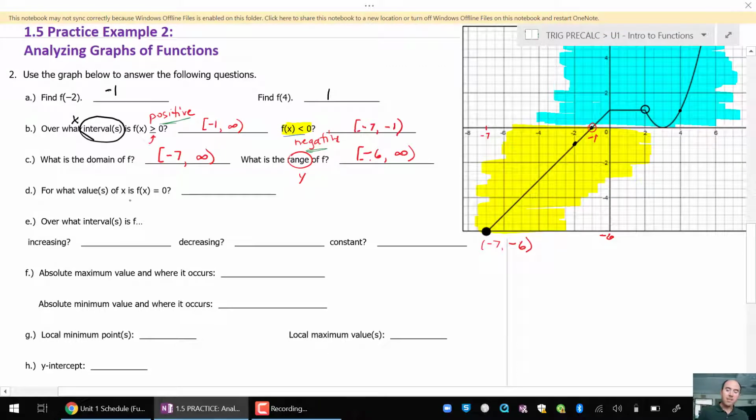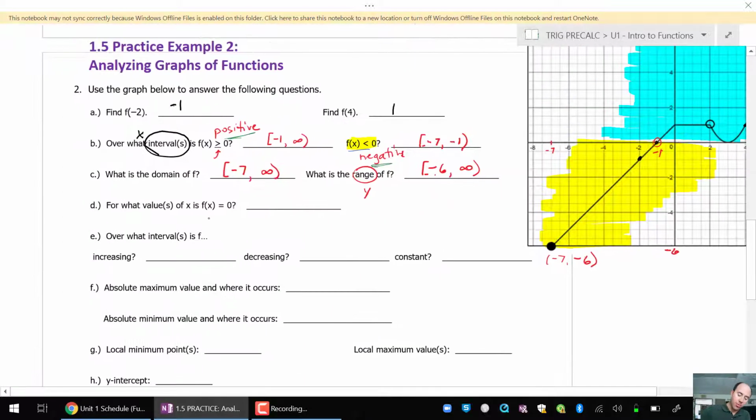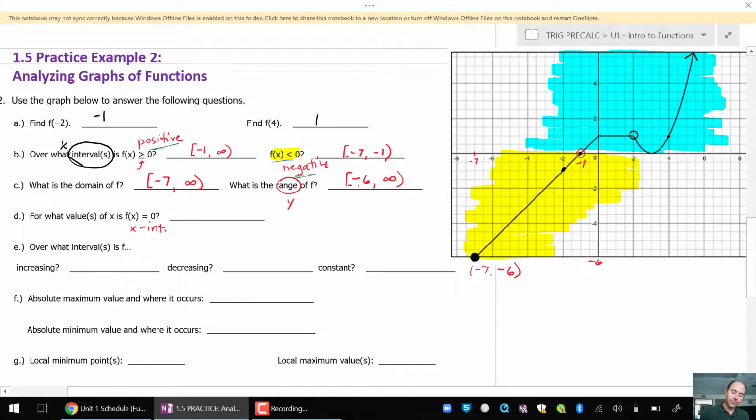Now, for what values of x is the function equal to 0? So scan the function for any x-intercepts. That's what that really means. When the function is equal to 0, we're looking for x-intercepts, or zeros of the function. Looks like -1 and +3 would be the two x-intercepts.